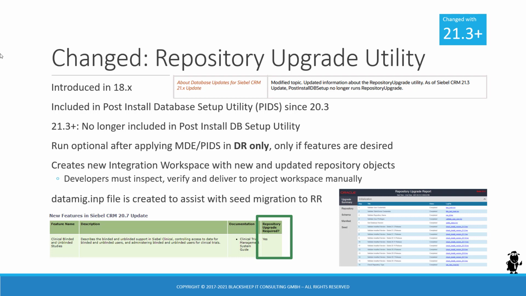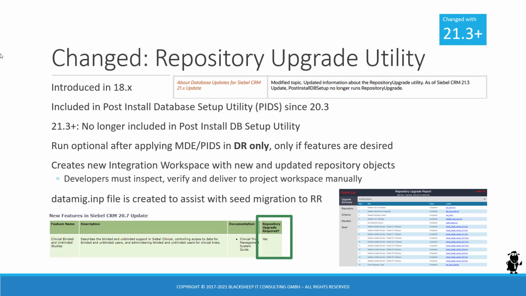When you run the repository upgrade utility, what you get is a new integration workspace that is automatically created with a developer workspace underneath, which has all the features that are accumulated since 20.3. So I have run this on a 20.11. I've updated to 21.3, and I've run the repository upgrade utility manually, and it created a huge workspace with all the repository objects that have been accumulated since 20.3 to 21.3.